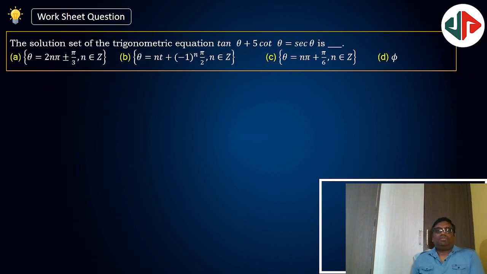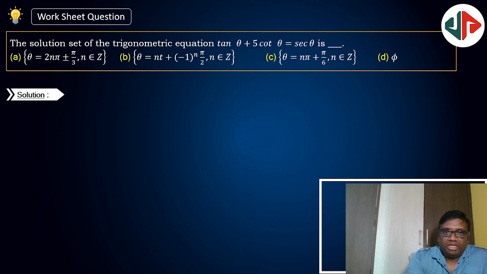The solution set of the trigonometric equation tan theta plus 5 times cot theta is equal to secant theta. See, whenever a trigonometric equation is given, your idea should be to convert it in terms of a single trigonometric ratio. Always a single trigonometric ratio only we have to use. Here tan is there, cot is there, secant is there. Convert into a single trigonometric ratio. That is your idea.